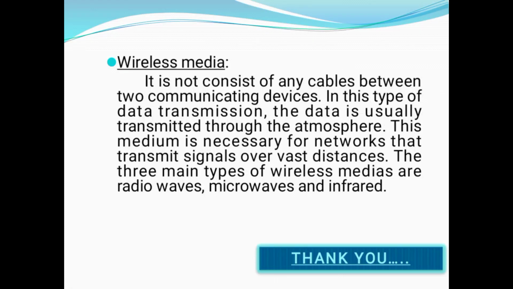Wireless media. It does not consist of any cables between two communicating devices. In this type of data transmission, the data is usually transmitted through the atmosphere. This medium is necessary for networks that transmit signals over vast distances. The three main types of wireless media are radio waves, microwaves, and infrared.